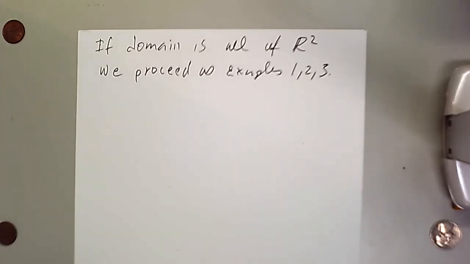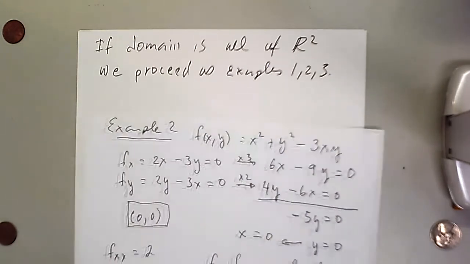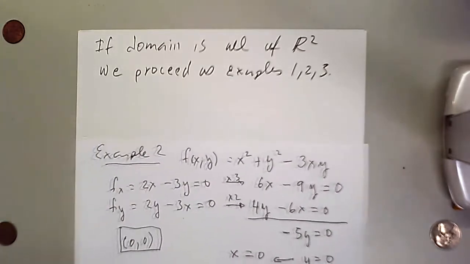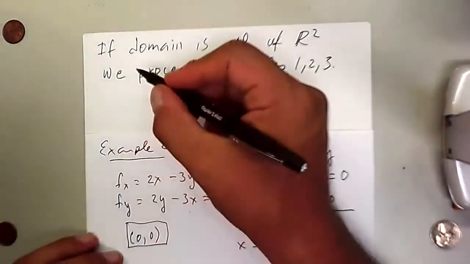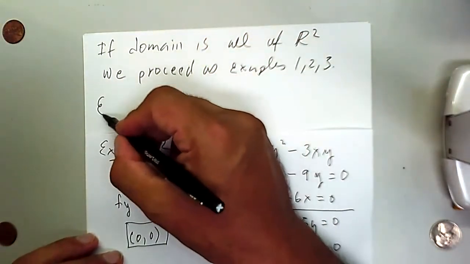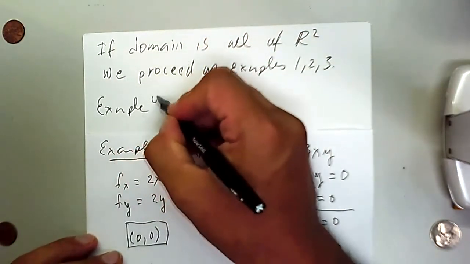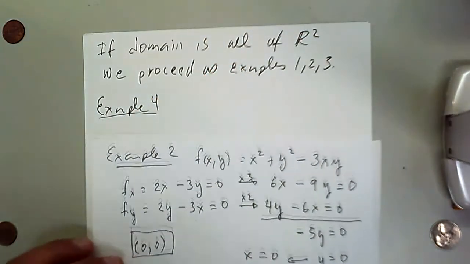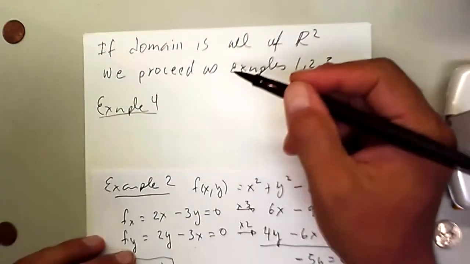For that, I'm going to go back to example 2. Okay, so this was example 2. We're going to make a new example out of this. We're going to label it example 4. And then we're going to have an example 5. And that will be this lesson.